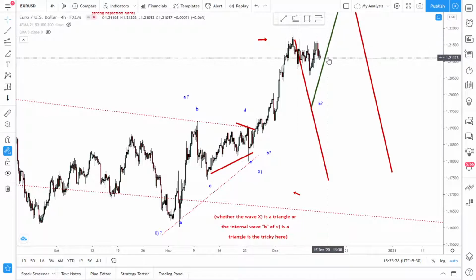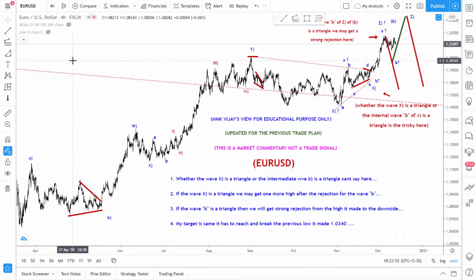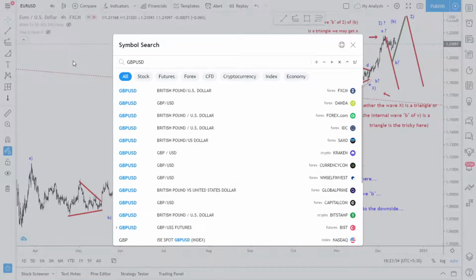Because if B is an intermediate wave triangle, then C, 1 2 3, is finished here, so it looks like a fourth wave is going on here, or it could be a B and then again one more wave to the upper side is also possible, to 1.2250. And next we will move on to GBP/USD.